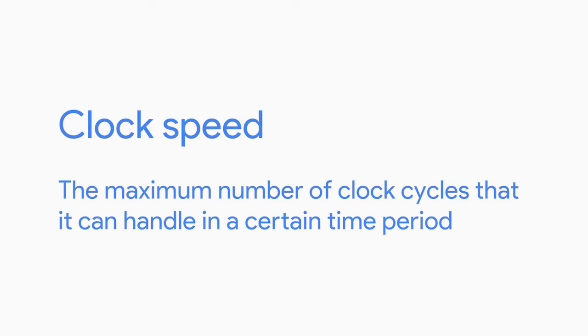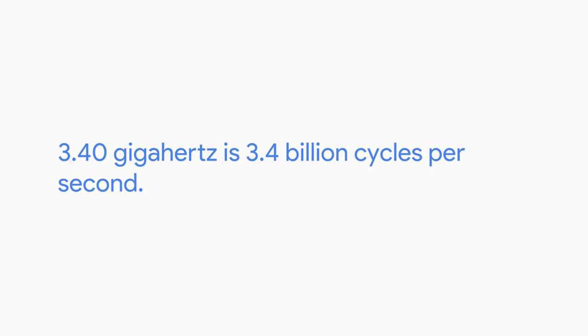If you have lots of data you need to process in a command, you'll need to run lots of clock cycles. Have you ever seen a CPU in the store that has something labeled 3.4 GHz? This number refers to the clock speed of the CPU, which is the maximum number of clock cycles that it can handle in a certain time period. 3.40 GHz is 3.4 billion cycles per second. That's super fast. But just because it can run at this speed doesn't mean it does. It just means that it can't exceed this number.